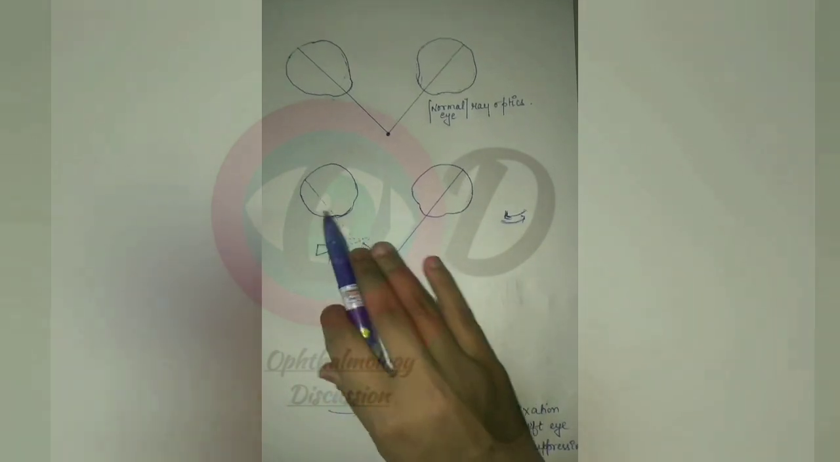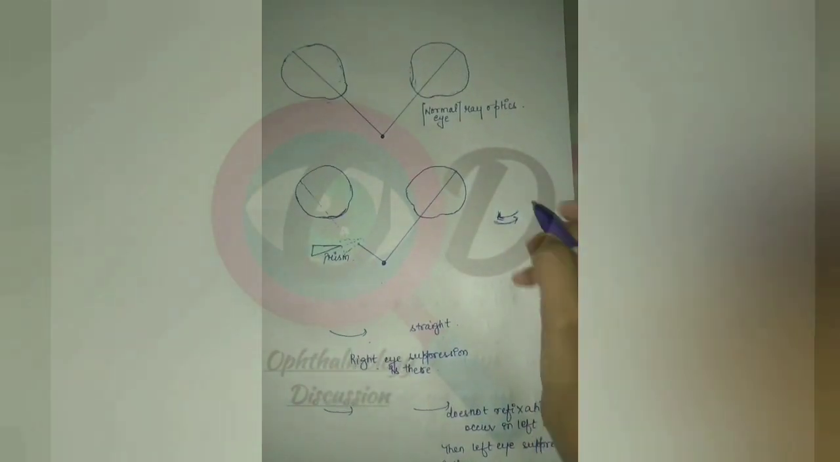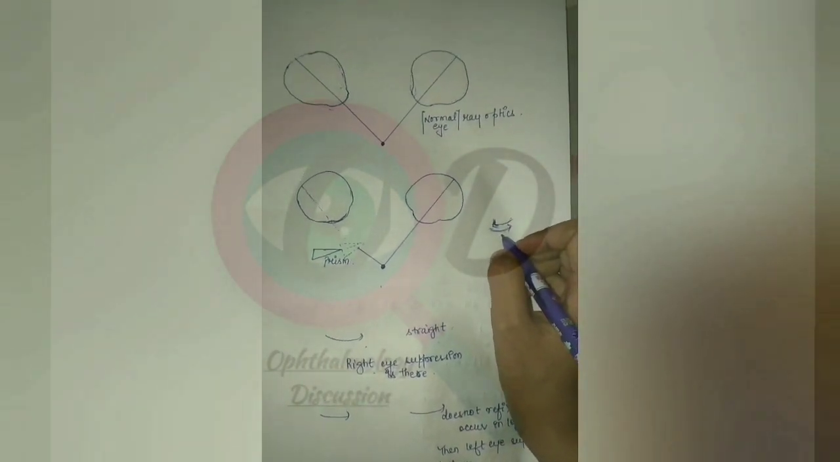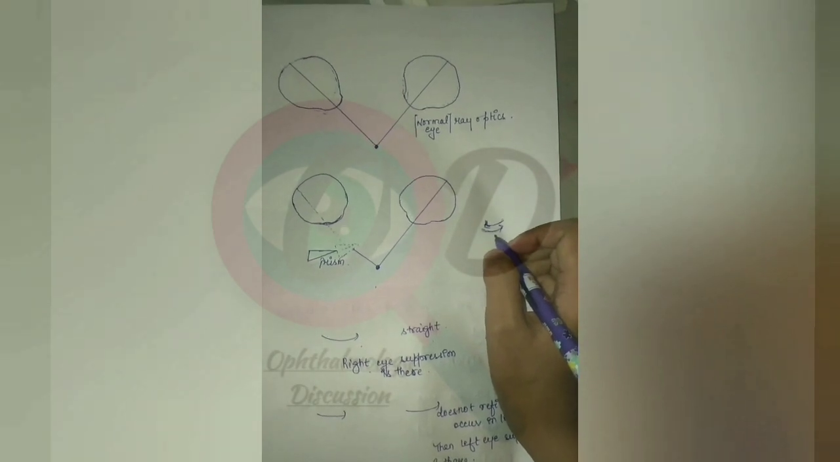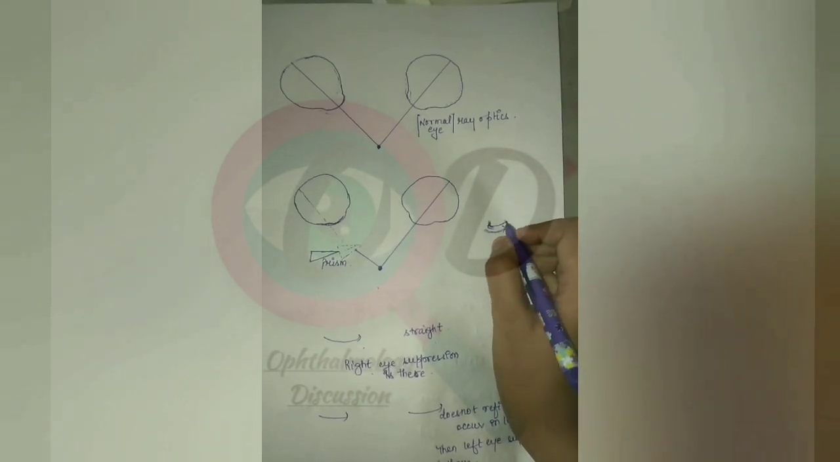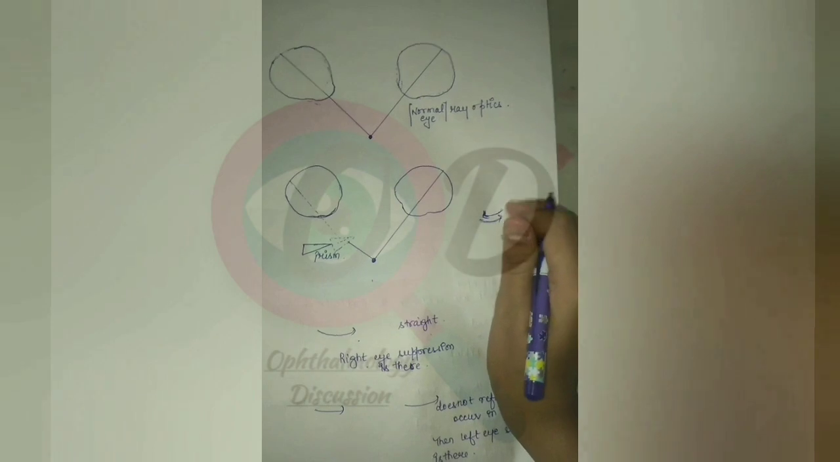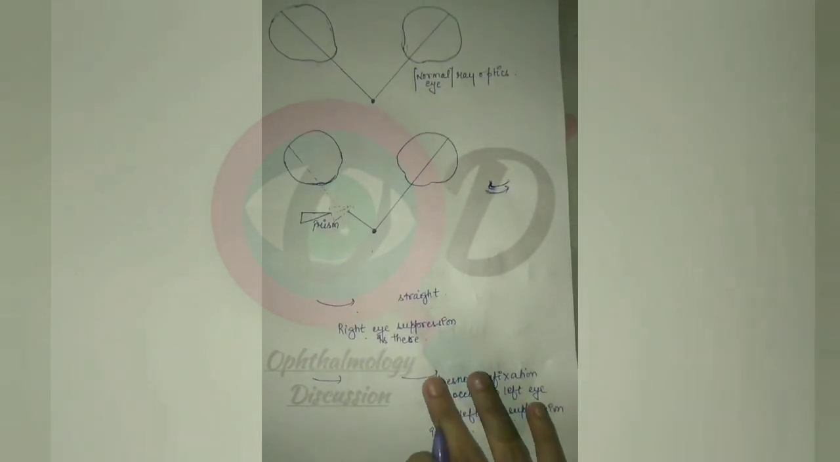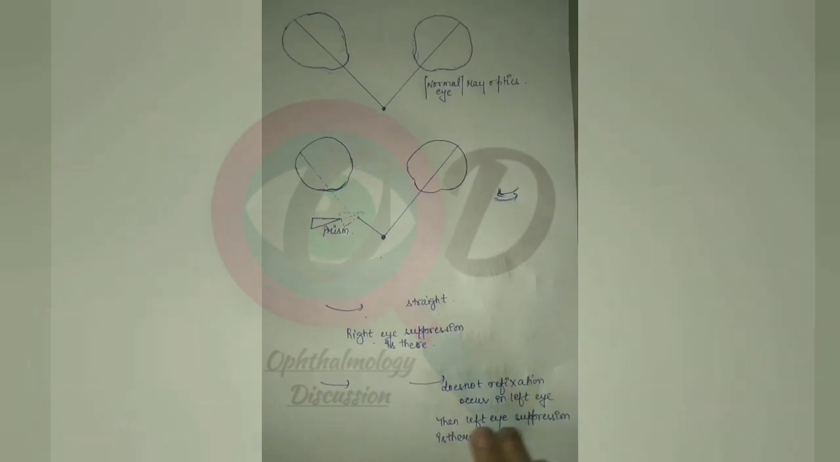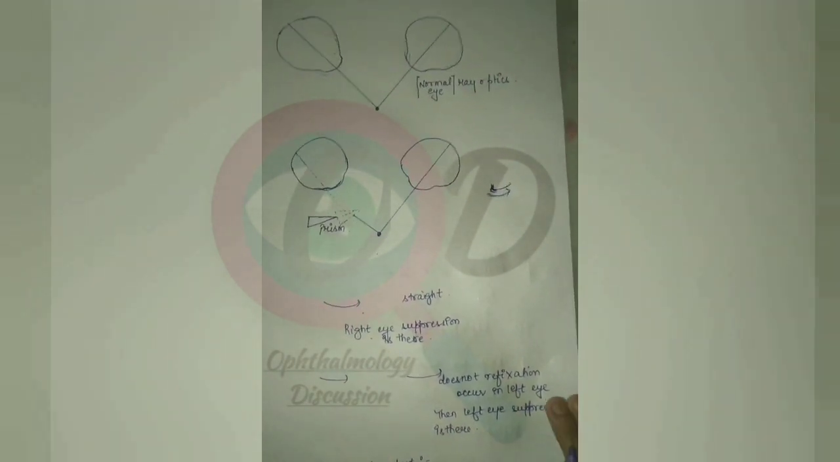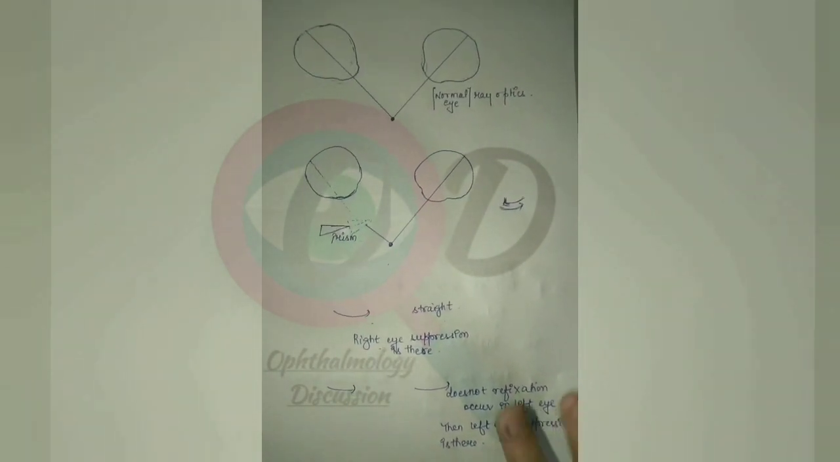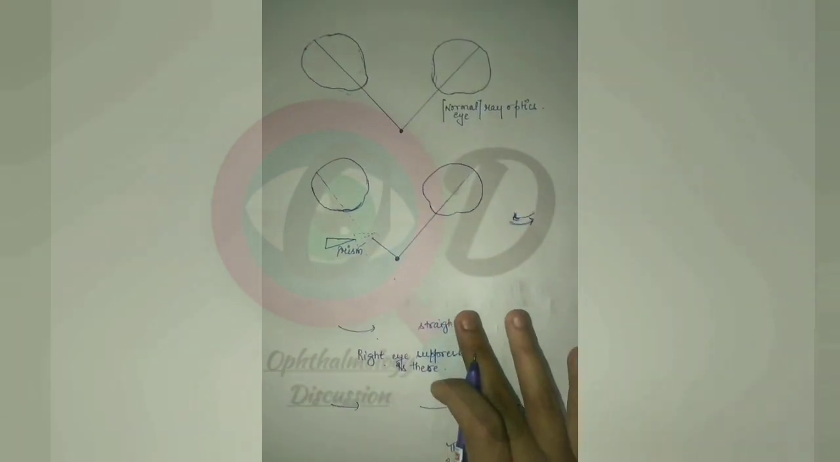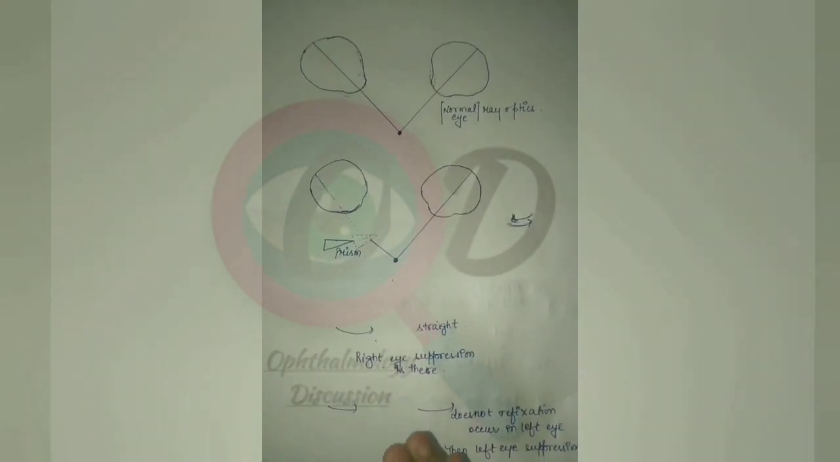But what happens whenever there is no left eye suppression in the left eye? It will refixate, na? But if this refixation is absent, then what happens? If the left eye does not refixate, then left eye suppression is there. Okay, so this is all about the suppression technique.